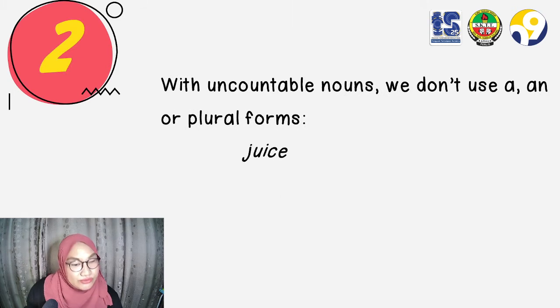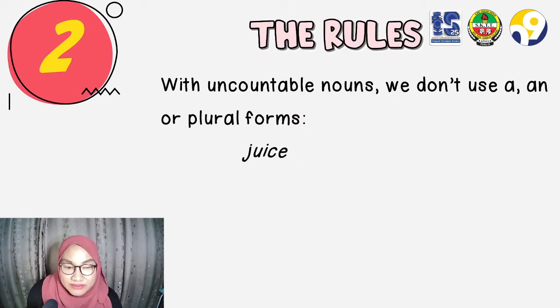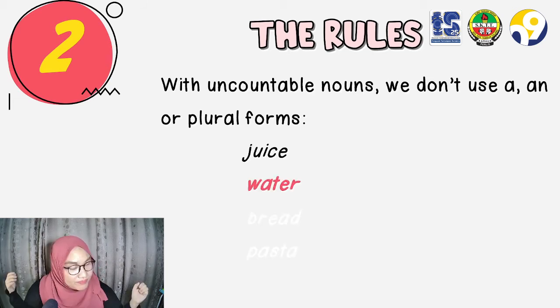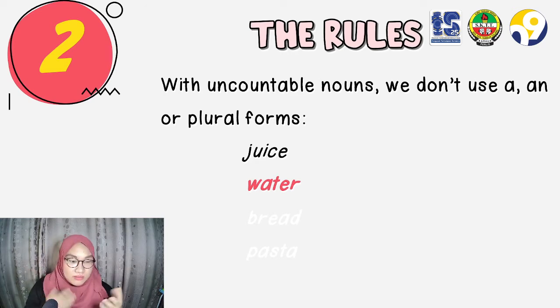The second rule, with uncountable noun, we don't use a an, and we don't use any plural form. Untuk noun yang tidak boleh dikira, kita tak guna a an, kita tak boleh letak s di belakang. It stays the same. Okay, for example, juice. So if you have a lot of juice, you also call it as juice. And we have water. If you have air sikit pun water, air banyak pun water.